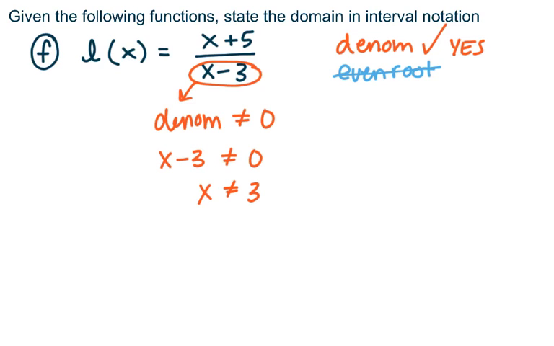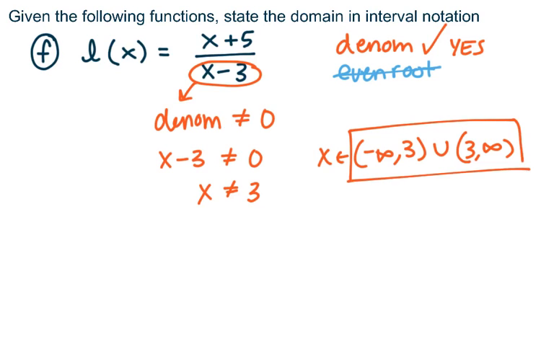So if x cannot equal 3, the way we write that in interval notation is we say negative infinity to 3, x is less than 3, union, or 3 to infinity, x is greater than 3. So x is less than 3 or x is greater than 3. All right, let's look at another example.